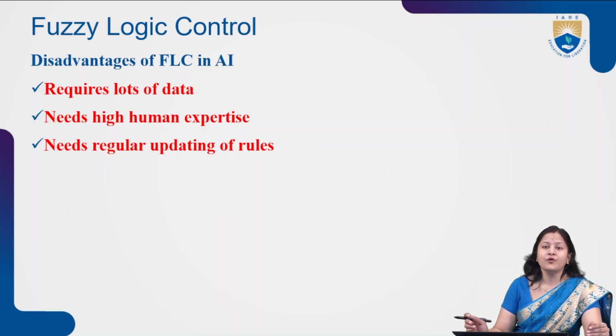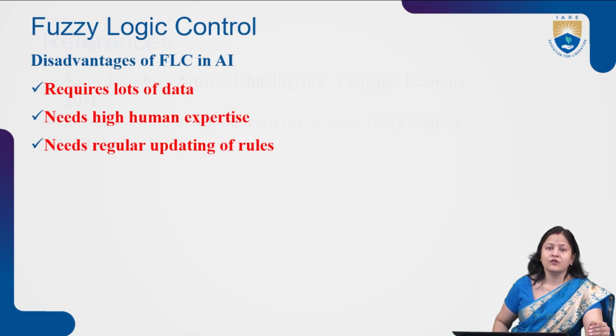It needs high human expertise. That is what I have discussed, especially in the knowledge base. Human experts have to give their expertise in the form of rules, in the form of if-then conditions, and it needs regular updating of the rules. Suppose our system is going to be changed and we want to modify the controller completely, then we need to update the rules also. So these things take lots of time, and all of them require human expertise especially. So these are the biggest disadvantages of fuzzy logic control.